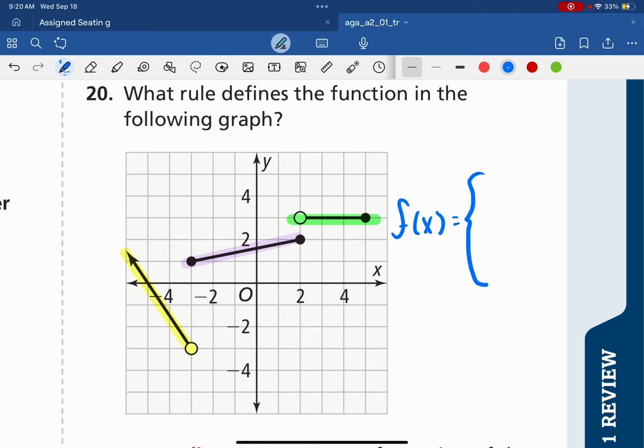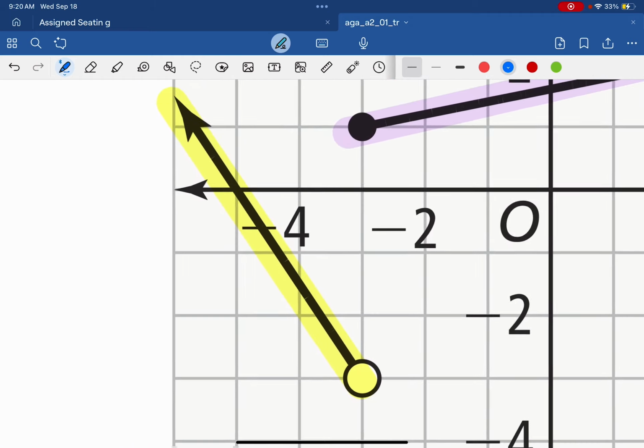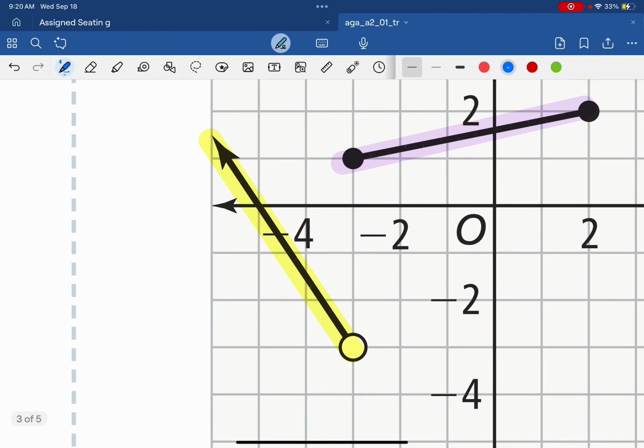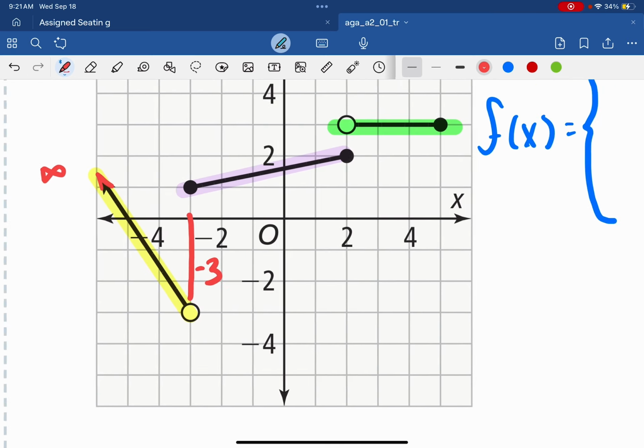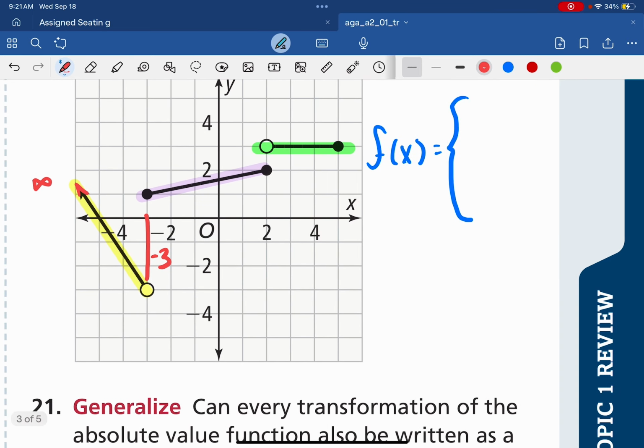So I'm going to look at my first piece that is in yellow. For my first piece, it looks like I have a domain of -3 to, because of this arrow, it keeps going on to infinity. So from -3 to infinity. So my domain for this piece, my first piece, is x is greater than -3.